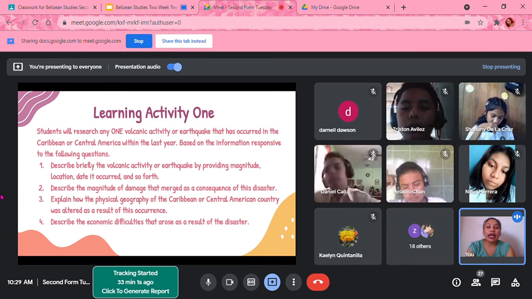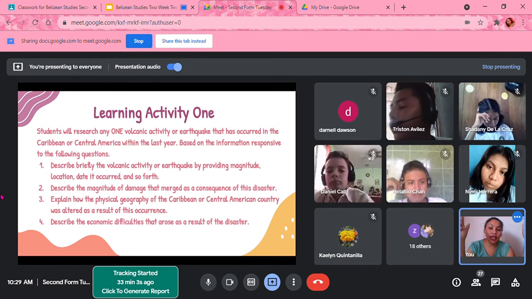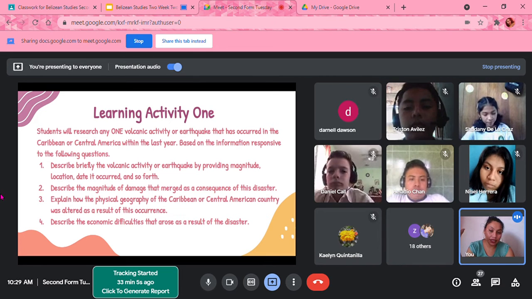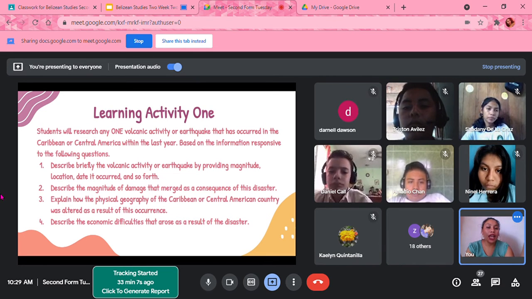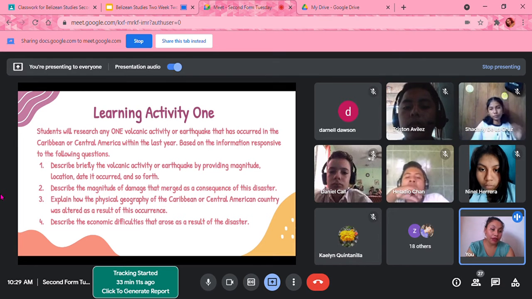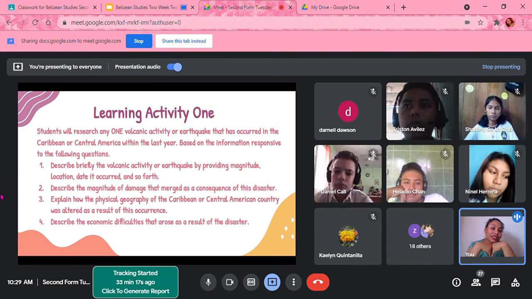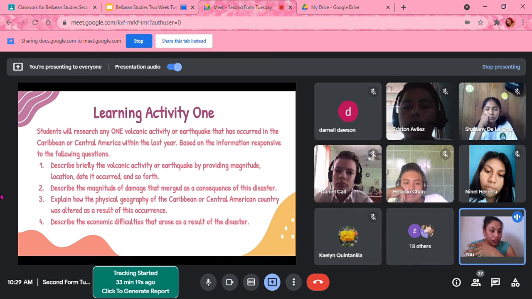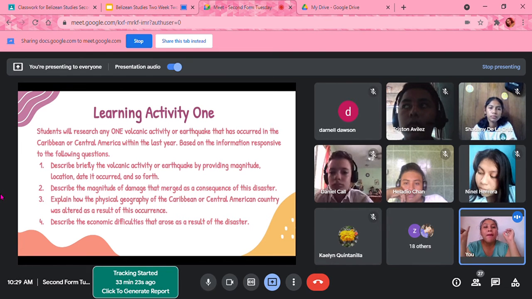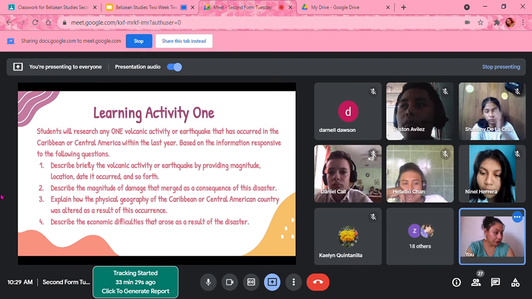This one says students will research any one volcanic activity or earthquake that has occurred in the Caribbean or Central America. So it has to be Caribbean or Central America within the last year. So anything from 2020 or the beginning of 2021 works. Based on the information, respond to the following questions.